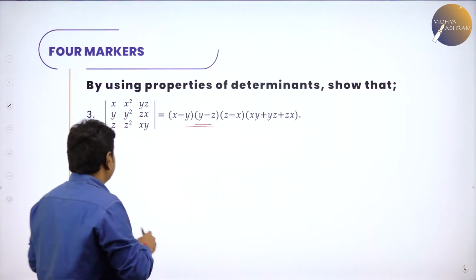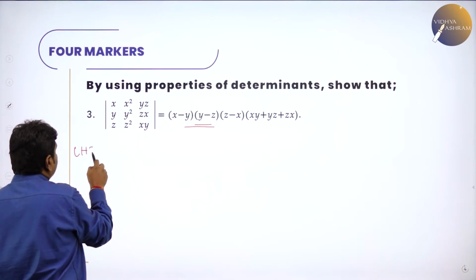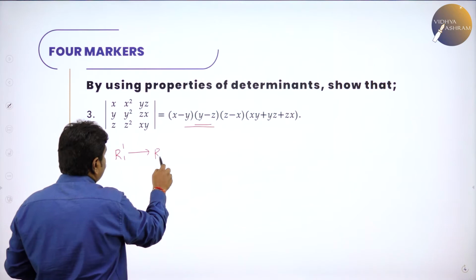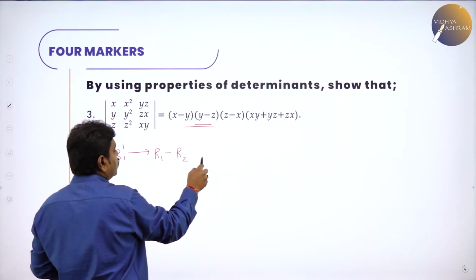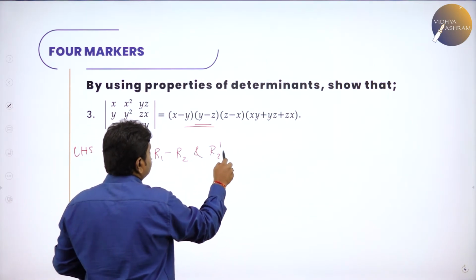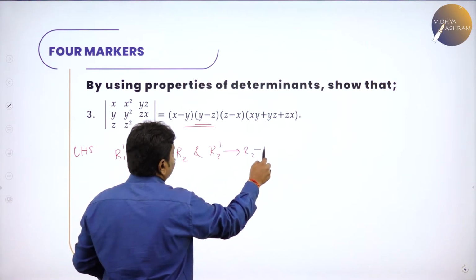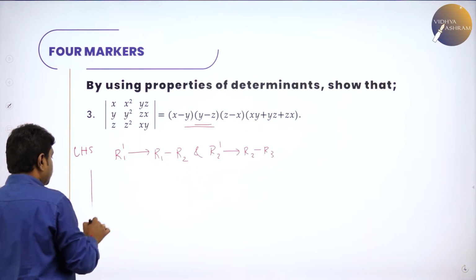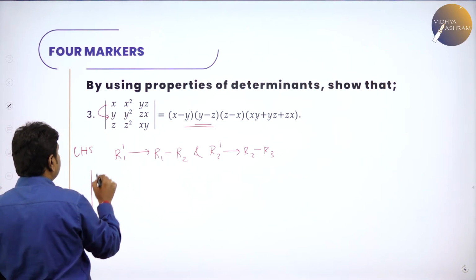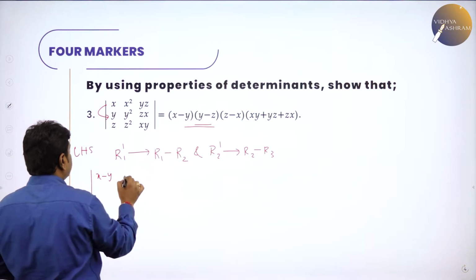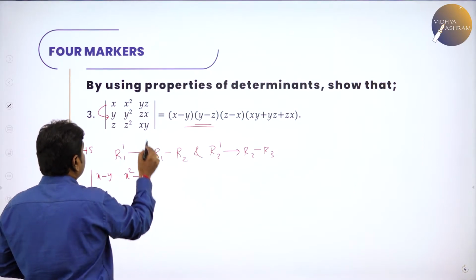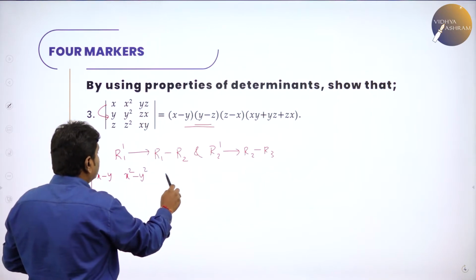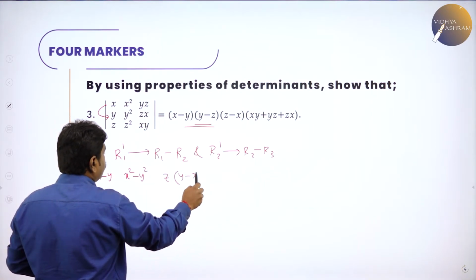So we will take LHS and we'll do r1 dash, which means the new value of the first row will be the first row minus the second row, and the new value of the second row will be the second row minus the third row. If you do this, the process becomes simpler. So the determinant of this minus this gives you x minus y, and this will become x square minus y square, and yz minus zx. Please observe yz minus zx. I'll take z common. Can I write y minus x in one step only?